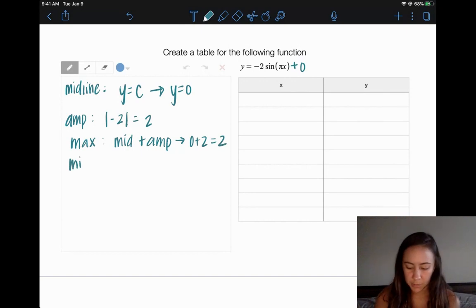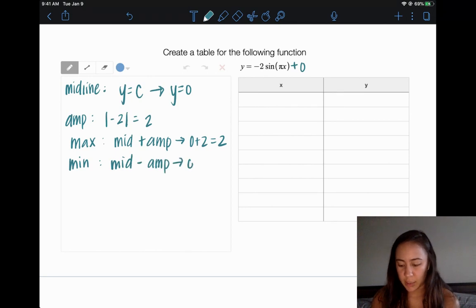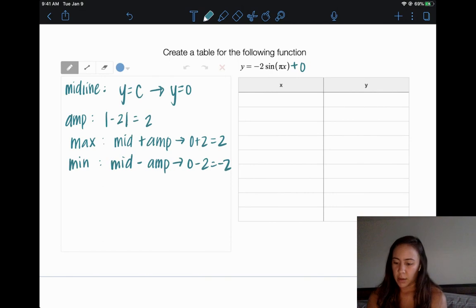And the minimum will be taking the midline and subtracting the amplitude. Okay, so if we subtract the amplitude, we go 0 minus 2, which is -2. All right, and then the period.